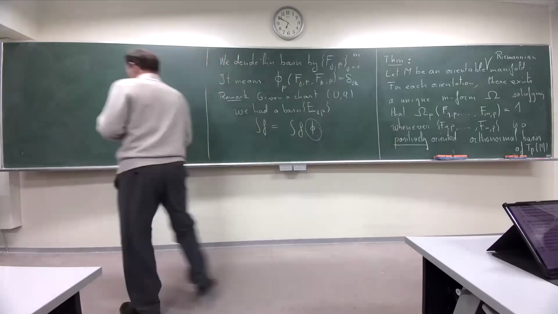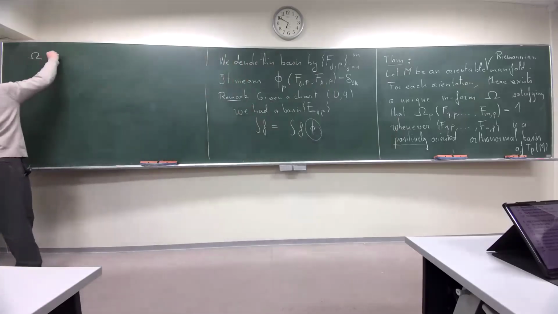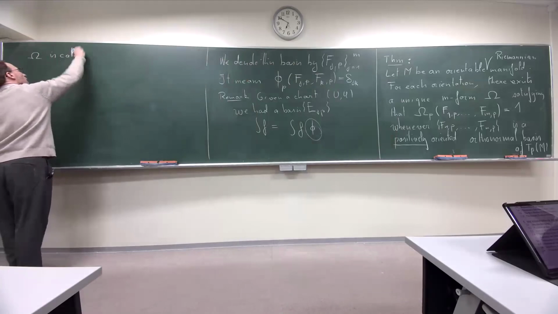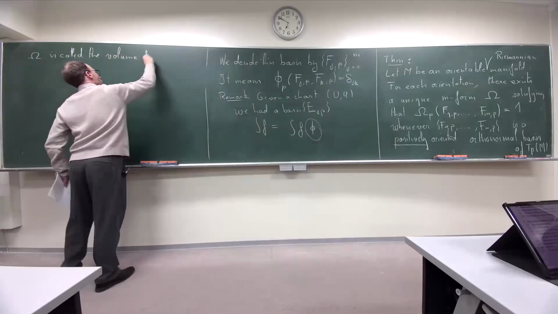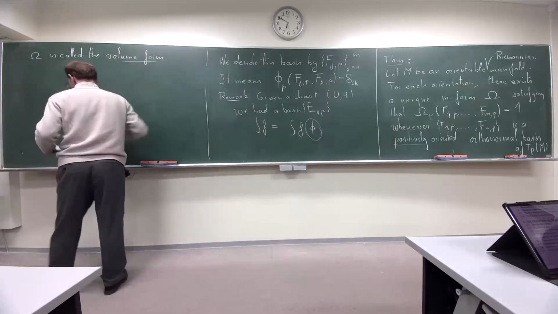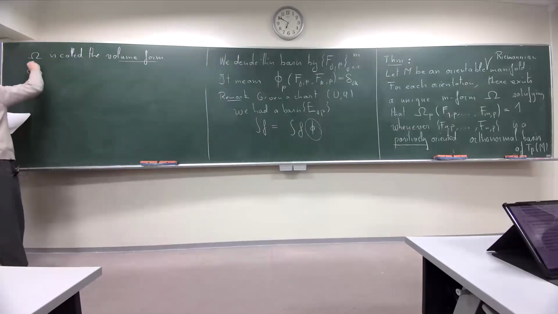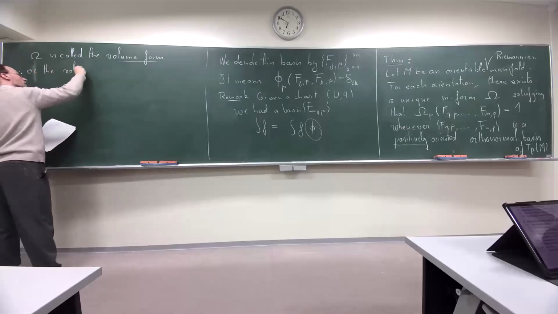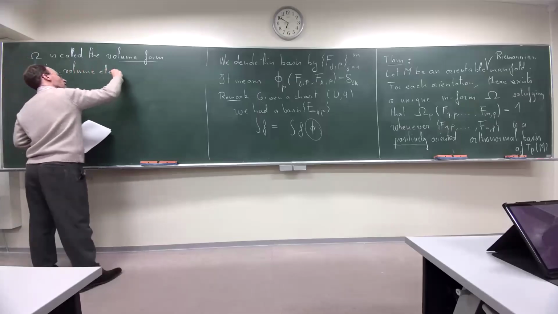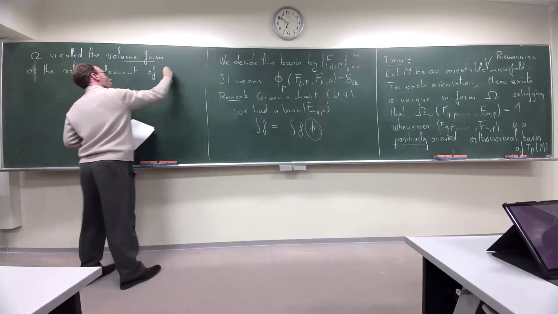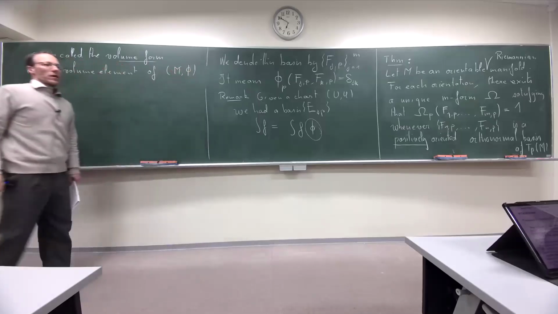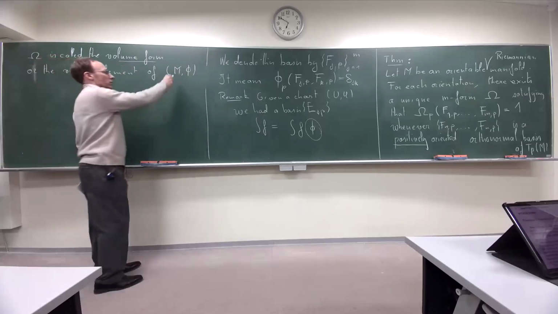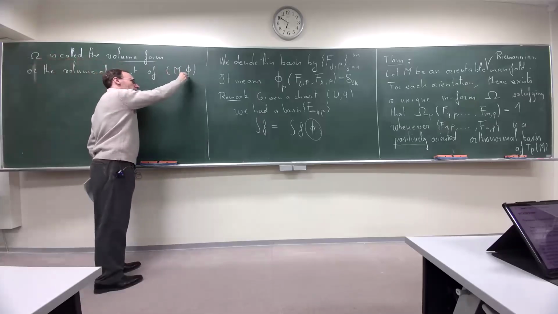And this omega is called the volume form. It's the m-form which is called the volume form, or the volume element. I emphasize this because it's a Riemannian manifold, so you have the manifold and the Riemannian metric.